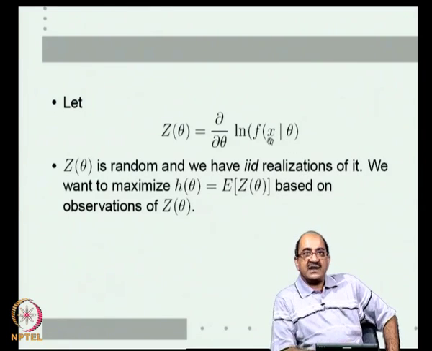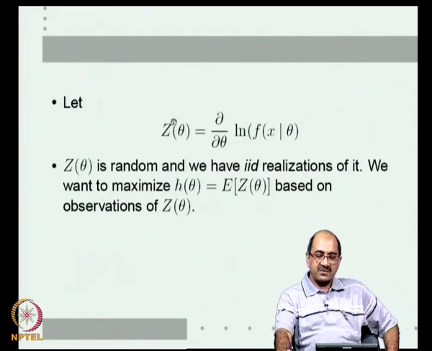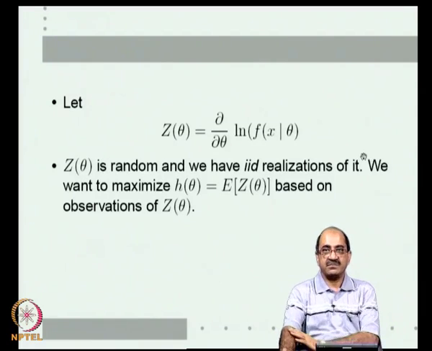and we have IID realizations of x, x1, x2, xn. So, I can calculate dou by dou theta ln f of x1 given theta, dou by dou theta of ln f of x2 given theta, and so on. Those are IID realizations of z theta now. Okay. So, z theta is random and we have IID realizations of z theta.